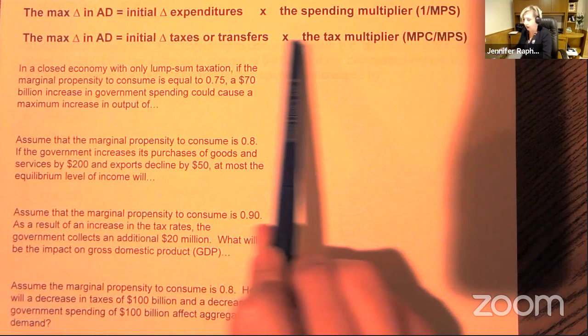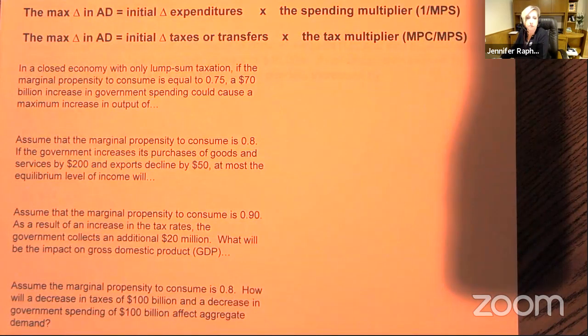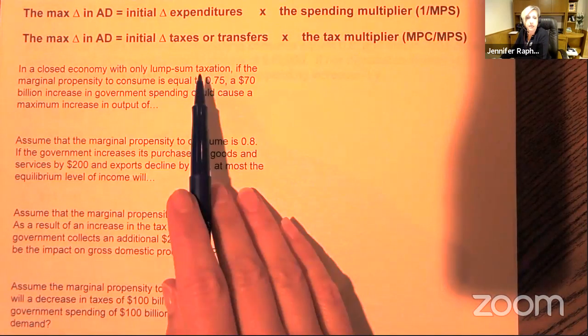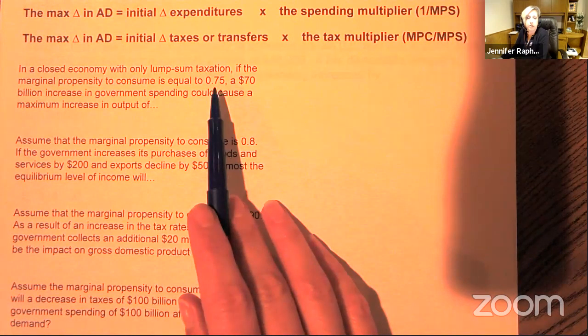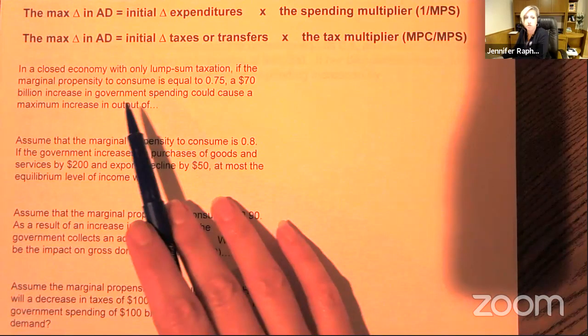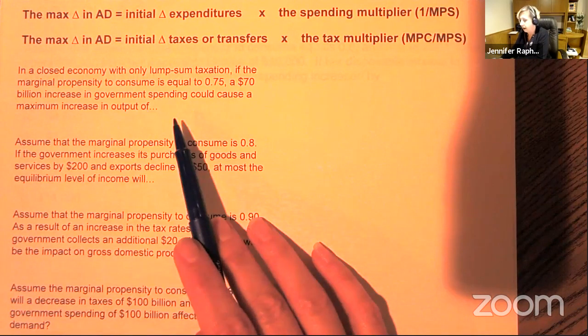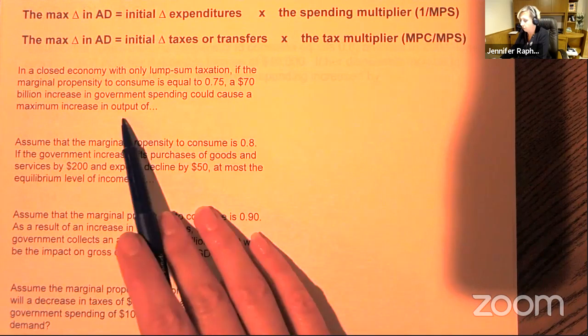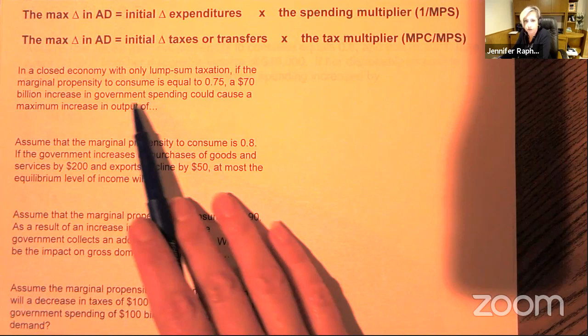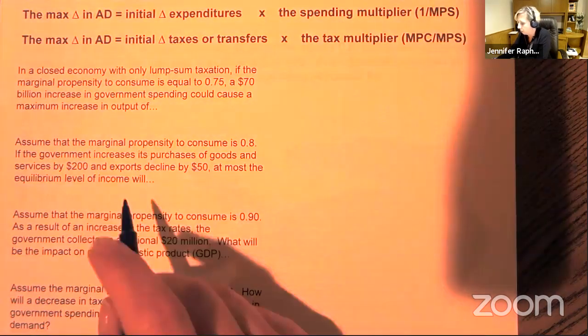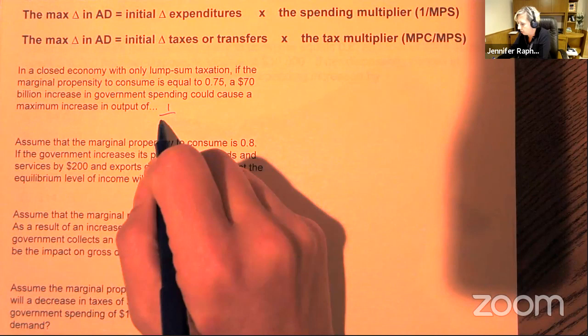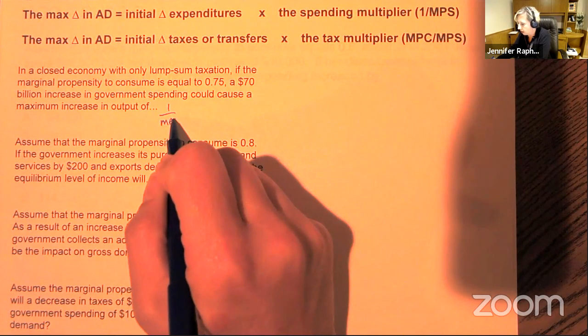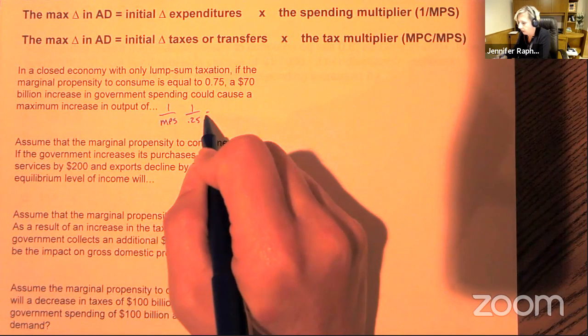And now we've got, in a closed economy with only lump sum taxation, if the MPC is equal to 0.75, a $70 billion increase in government spending could cause a maximum increase in output of. So again, we're just going to read that as max increase in aggregate demand as a result of an increase in government spending. So the first thing you can do is find your spending multiplier. So 1 over MPS, which would be 1 over 0.25, which would be 4 in this case.